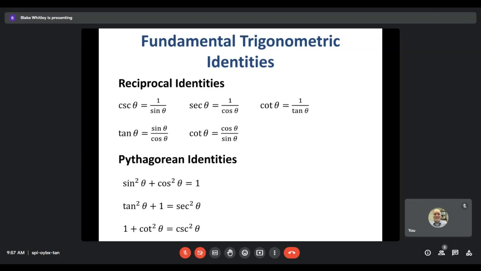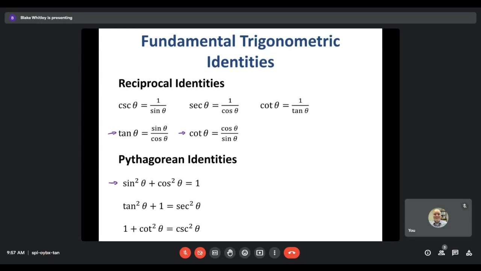Now, for right now, I would say please start to memorize these. Hopefully the reciprocal ones we've been using a lot already, so you have a good handle on those. Start to learn the tangent and cotangent ones that deal with sine and cosine, because those will come up a lot. And this first Pythagorean identity, we will use over and over and over again. So please start to at least memorize those.